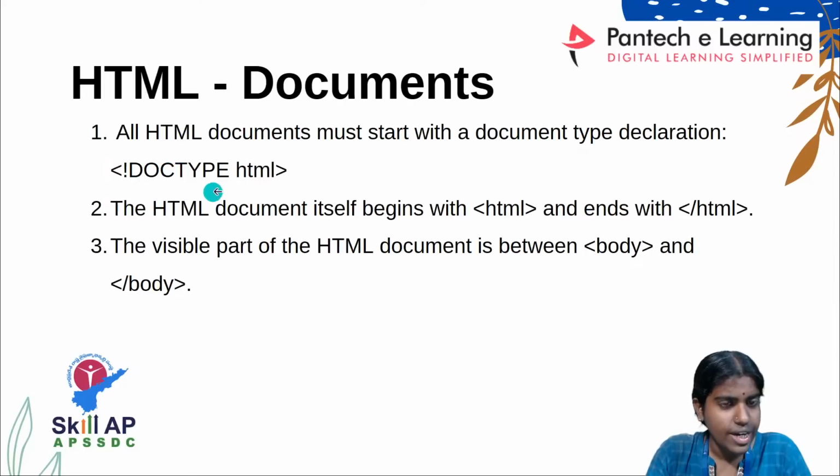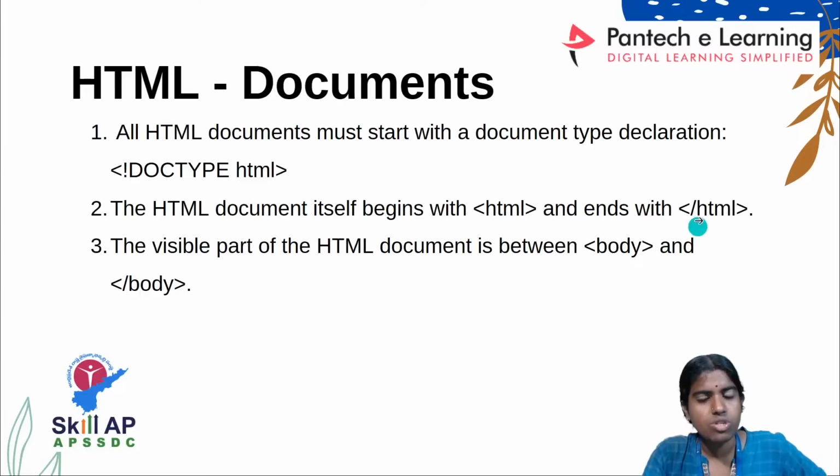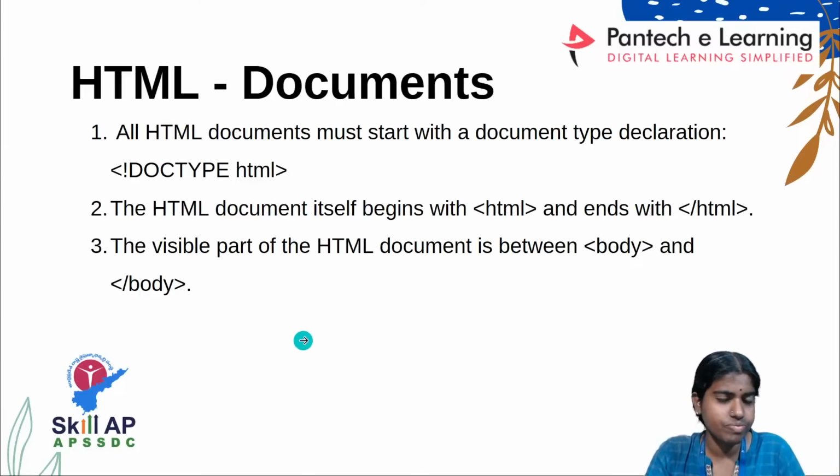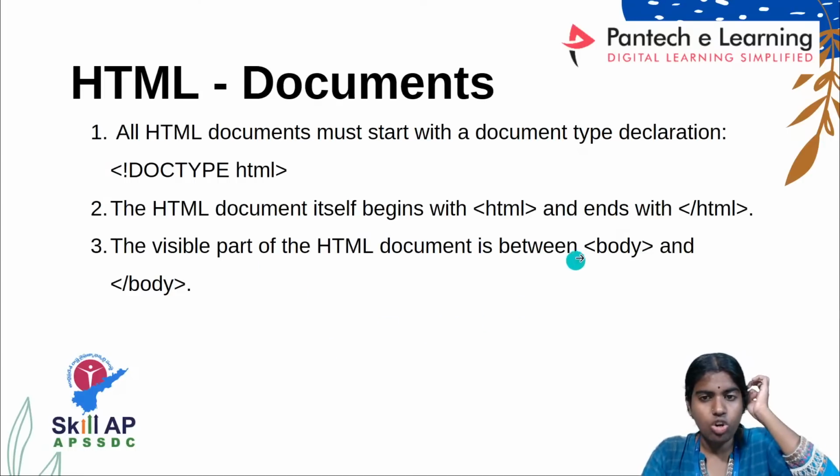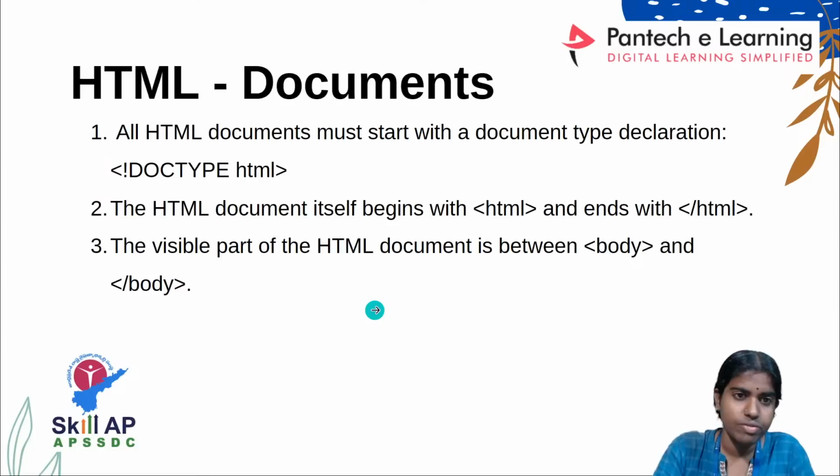If I want to write any HTML coding, this is the corresponding syntax. Whatever type of HTML coding I want to write, it starts with the doctype declaration followed by html. It is prepended by a single exclamation mark. The HTML coding I write is enclosed within <html> and ends with </html>. The visible part of the HTML document is between <body> and </body>.